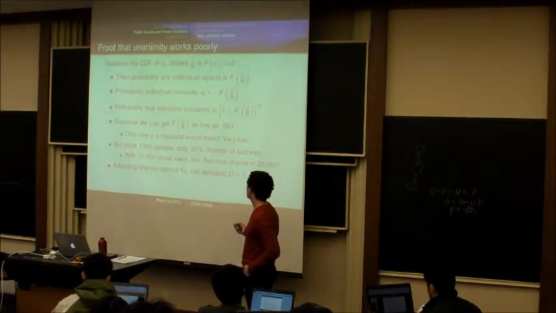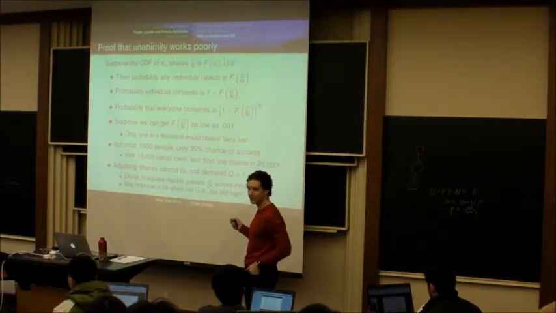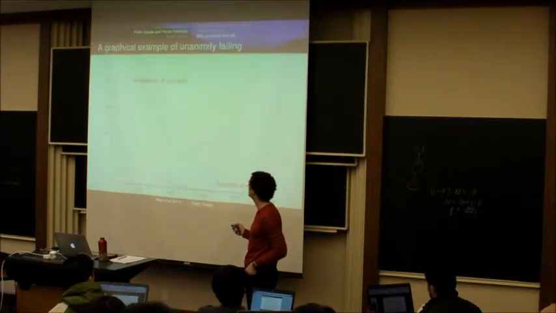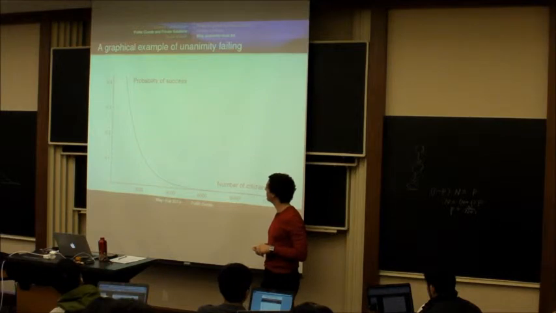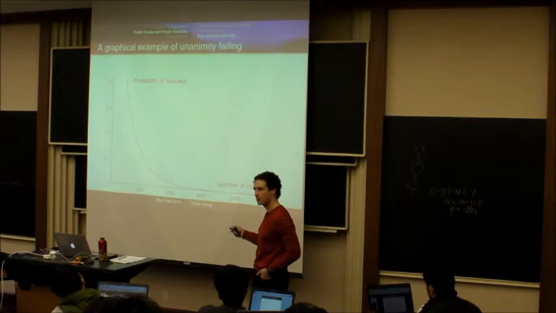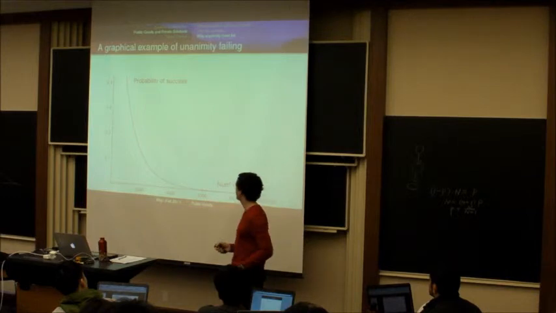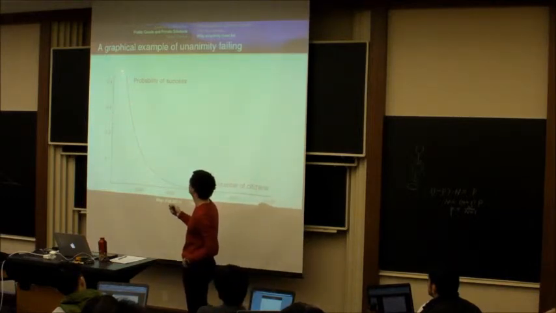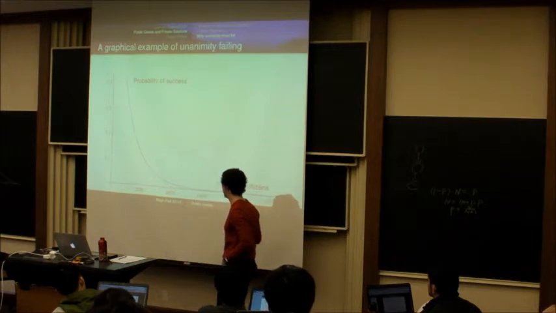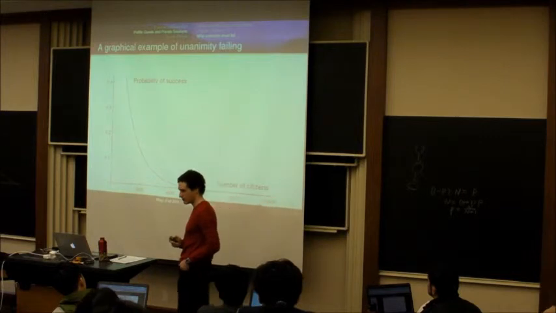Now, in principle, if different people had different distributions, we could adjust the shares that they're given using some elasticity thing. But still, we're always going to end up in this situation where there's going to be a very, very high chance of failure. So this is the example I gave. As a function of the number of people, what happens to the probability of success if the chance of any person saying no is 1 in 1,000? So, yeah, it's reasonably high when we've got a small number of people, but then it just very quickly dies off as we get up to even 3 or 4,000 people.